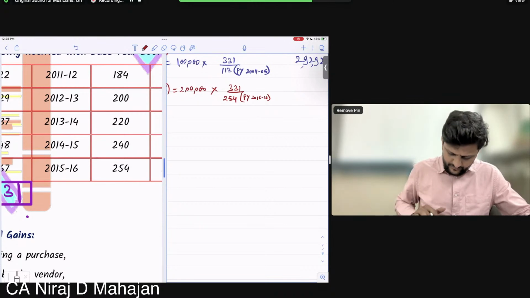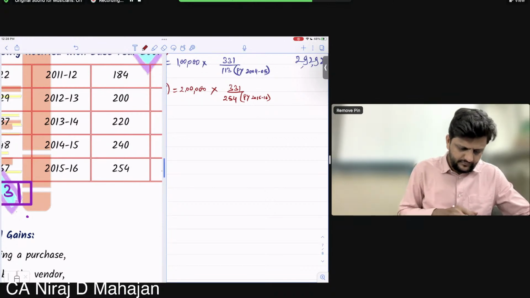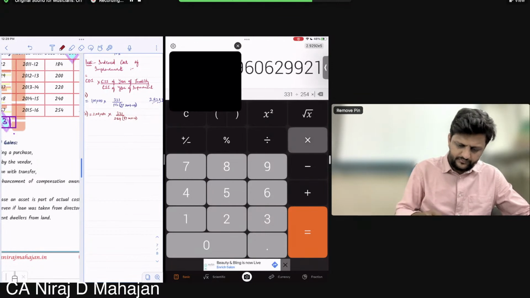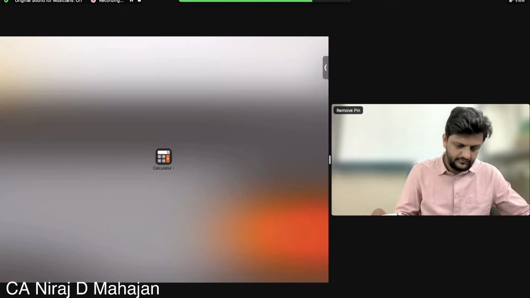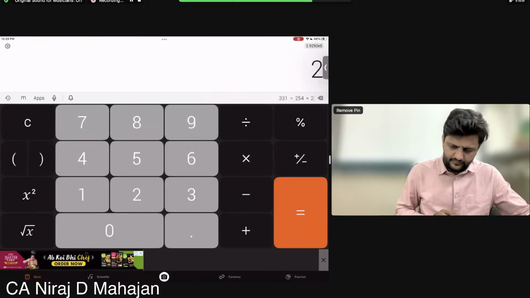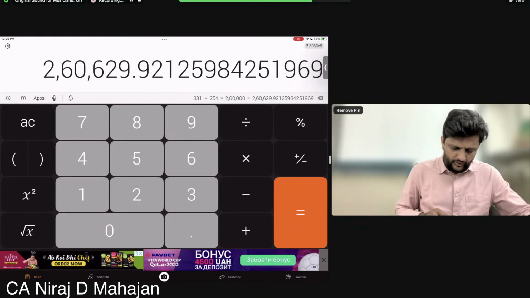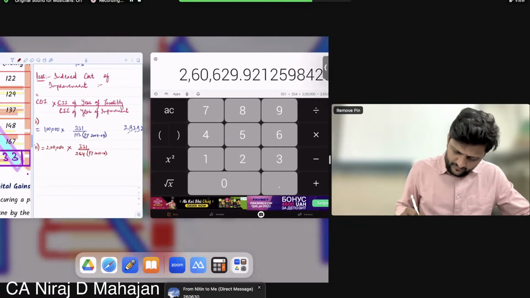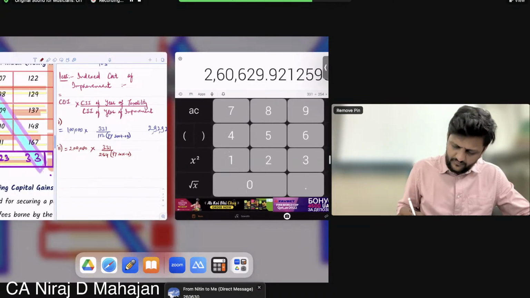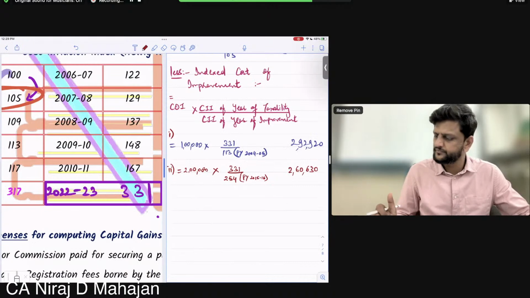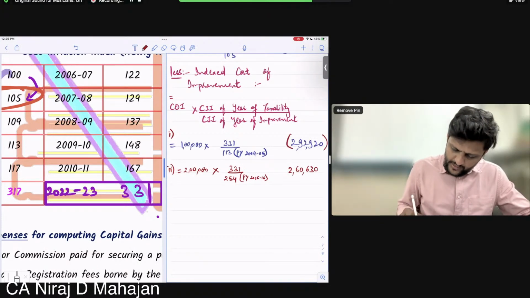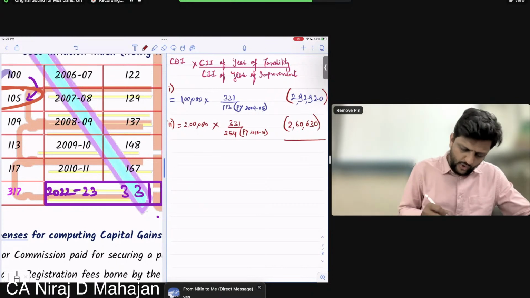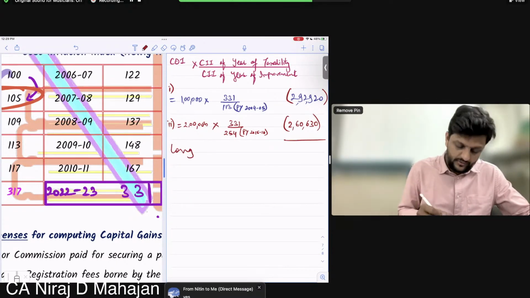So again I'll calculate. What will I say? 331 divided by 254 into 2 lakhs. Correct, all of you? 2,60,630. Chalega, all of you? Obviously both will be reduced, so less. What we get ultimately, is the asset long term? So long term capital asset, gain or loss.